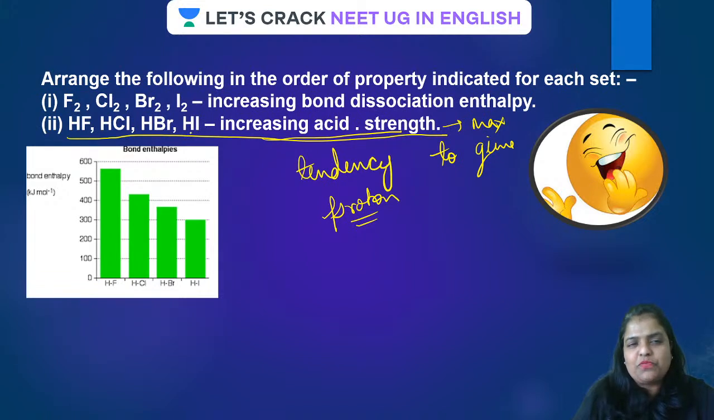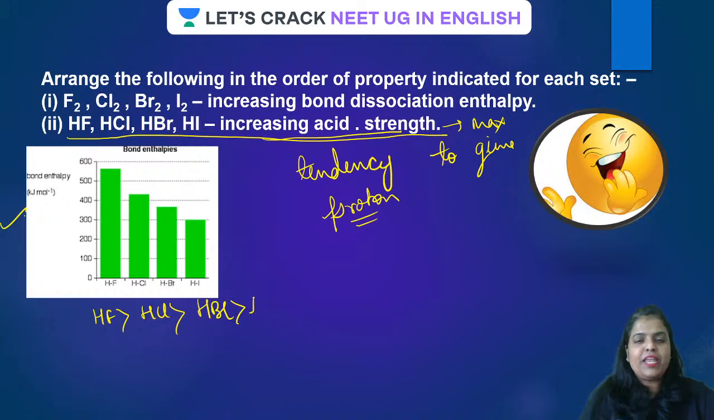The one which has a much weaker bond will be able to give you the proton easily, isn't it? So let us compare the bond dissociation energy. Guys, the bond dissociation enthalpy is related this way. HF is having maximum, then HCl, then HBr, then HI. In case of HI, the bond dissociation enthalpy is least.